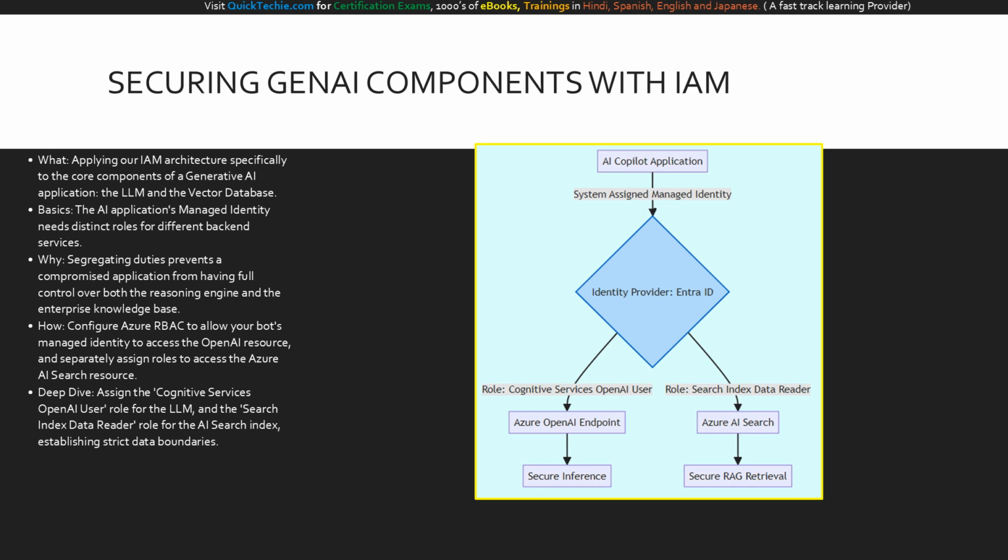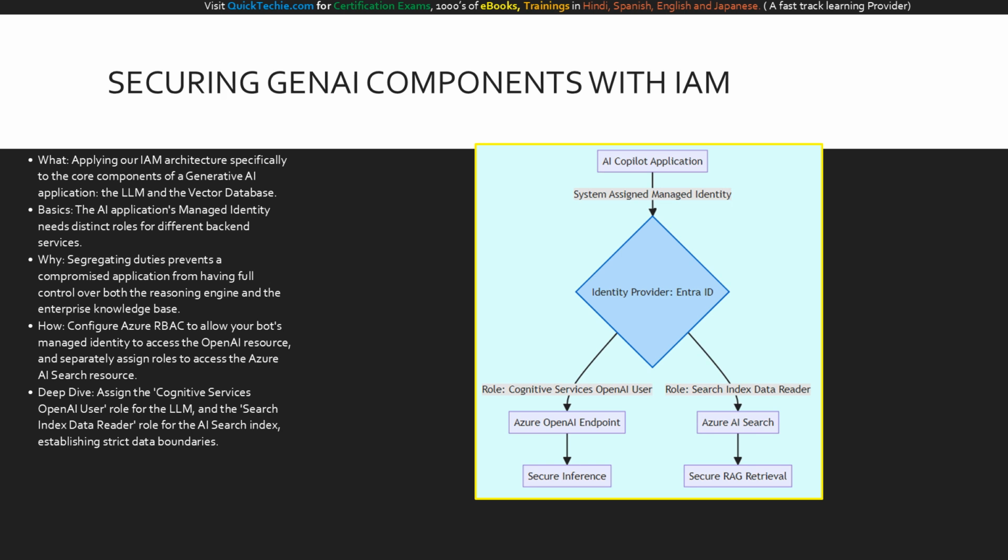This flowchart visualizes our secure GenAI topology. Our AI Copilot application acts as the origin, leveraging its system-assigned managed identity. This identity is verified by the identity provider, Entra ID, in the center. Notice how Entra ID routes the permissions.